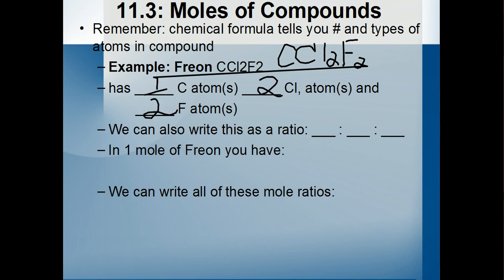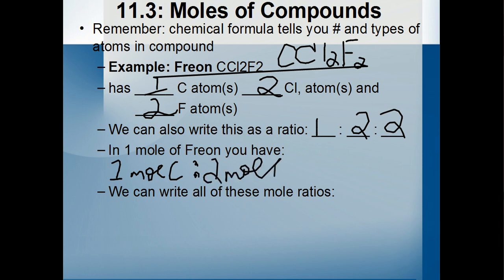We could also write this as a ratio. We could say the ratio is 1 carbon to 2 chlorines to 2 fluorines. We could write this as a mole ratio. Okay, we could say in 1 mole of Freon, you have 1 mole of carbon, 2 moles of chlorine, and 2 moles of fluorine.